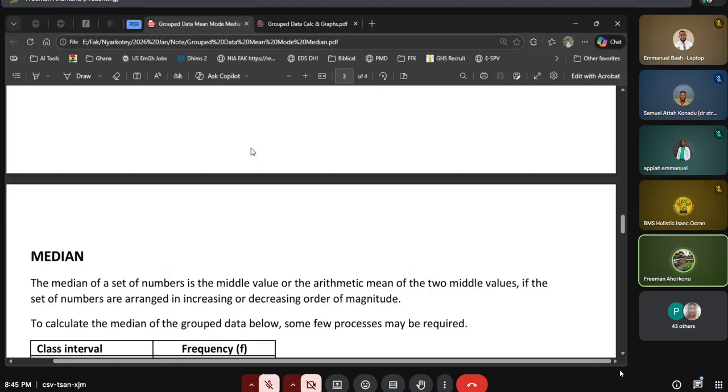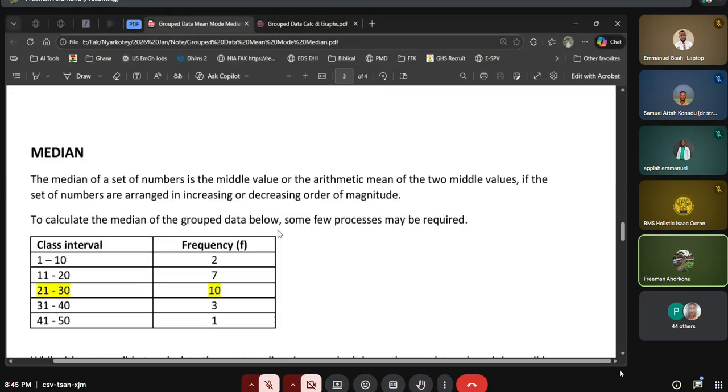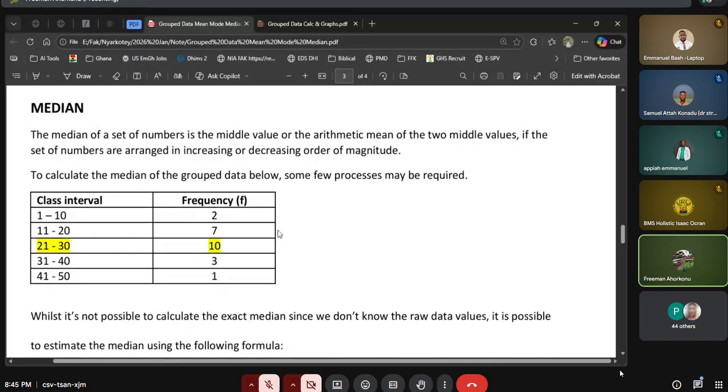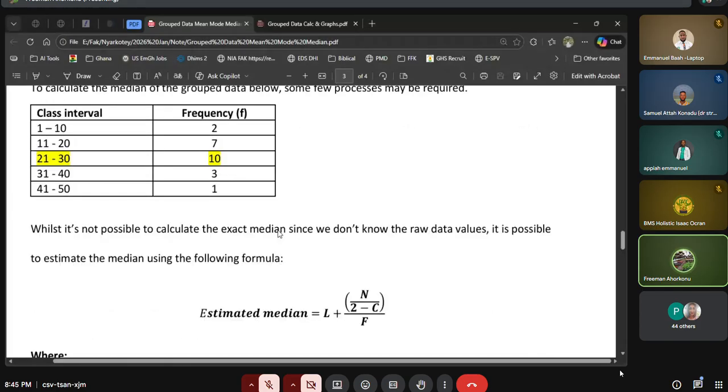So the question is, what about if the data is so large that we have to put the data into groups? Then the story changes. We have brought the same table. Now, this is the formula we use for the median.